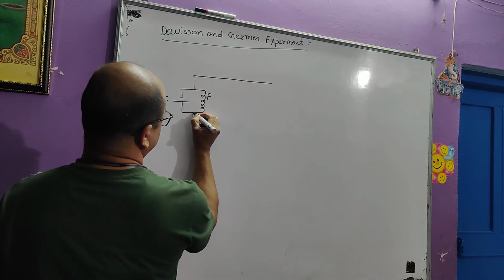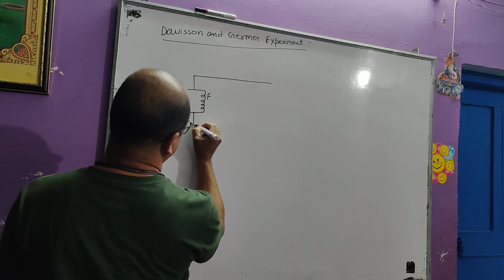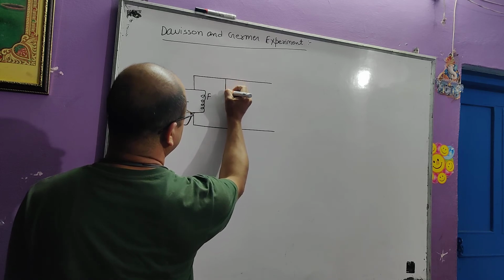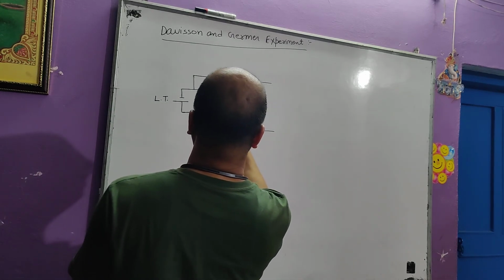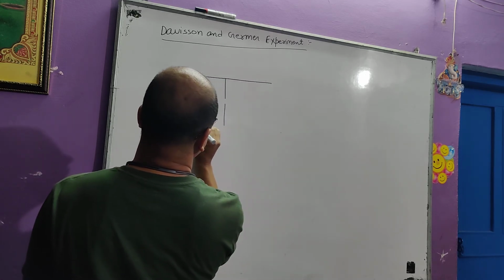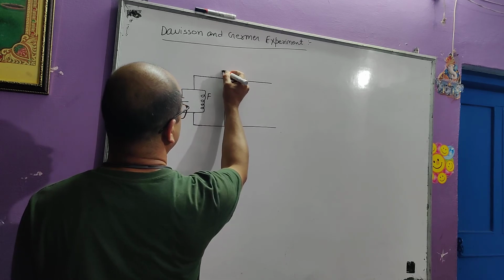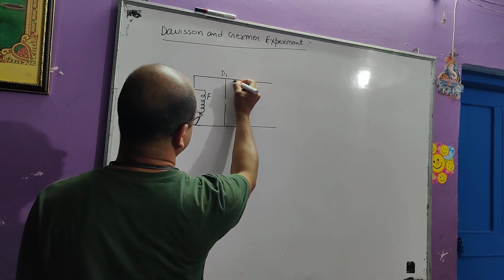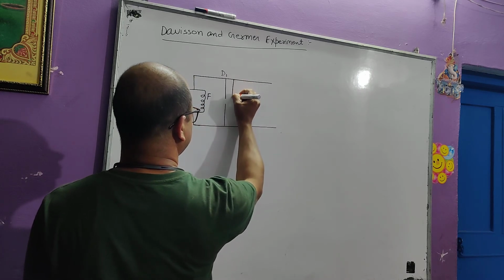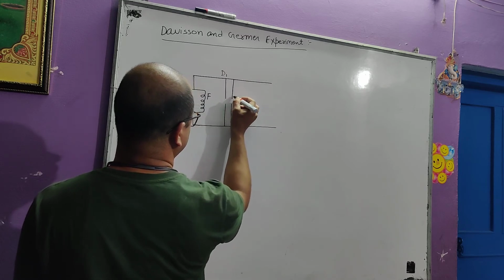Now, the electrons emitted from the filament are restricted with the help of two directing slits. Here I am making two directing slits, namely D1 and D2. These are two directing slits which restrict the electron beam along a straight line.